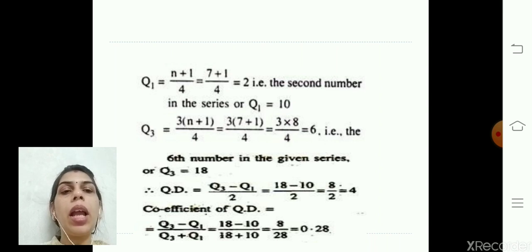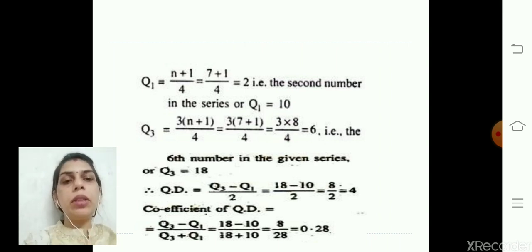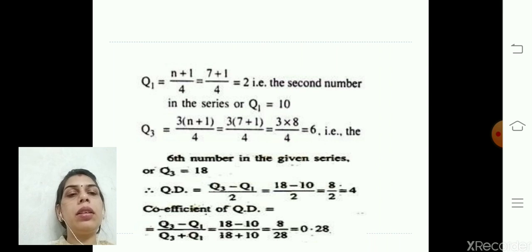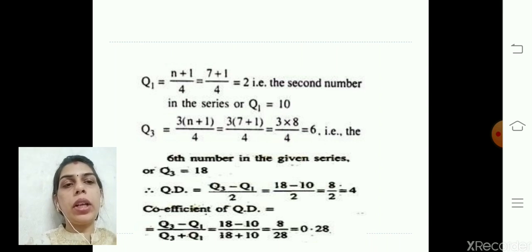Now it's time to calculate the coefficient of quartile deviation. The formula for coefficient of quartile deviation is (Q3 minus Q1) upon (Q3 plus Q1). We'll put the values in the formula and we got the value 0.28. So 0.28 is the coefficient of quartile deviation.